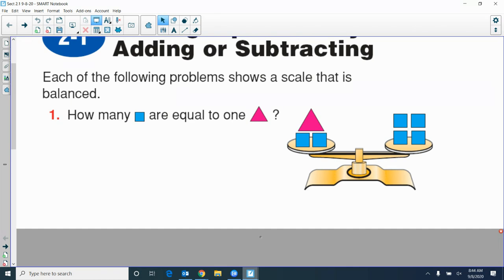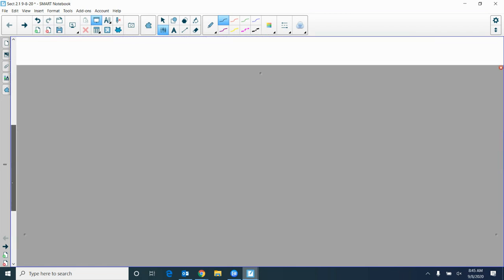how many squares are equal to one red triangle? Okay, Christian? 2 squares. And here's one way I do this: you can figure this out by, if I took one square off, I got to take one square off. If I take one square off, I got to take another square off. I'm left with one pink triangle equals 2 squares. Okay, so that should make sense, hopefully.